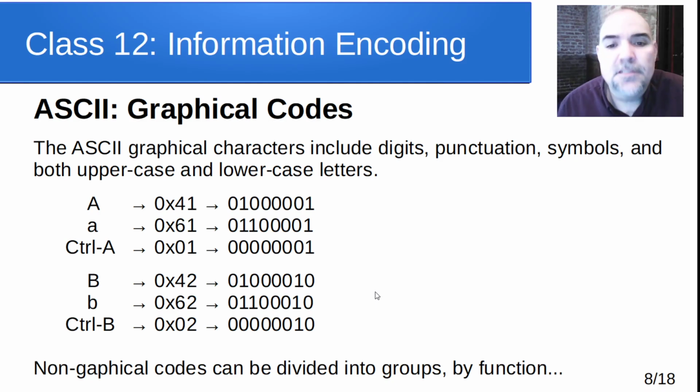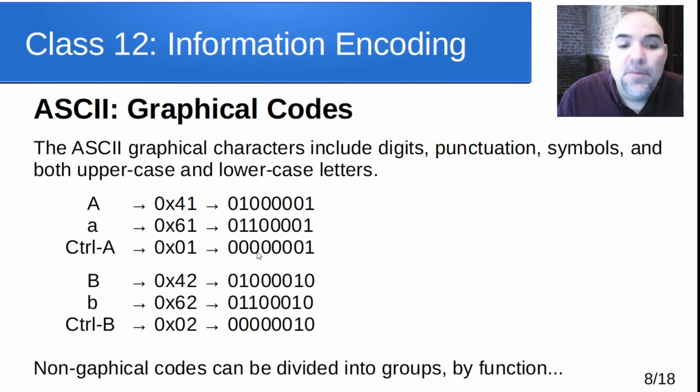First off, the graphical characters: it's got characters for digits, punctuation symbols, both uppercase and lowercase letters. Space actually counts as a graphical character. But one interesting thing about the characters: if you look at a capital A, it's 41 hex, or 65 in decimal. It looks like this bit pattern. A lowercase a is the same bit pattern, except that bit there is a 1 instead of a 0. Notice that's the only difference. And you also notice control A is the same as an A, but with this bit cleared. So notice the difference: shift key not down has that bit as 1, pressing the shift key down makes it 0, and the control key down clears both of these bits like that.